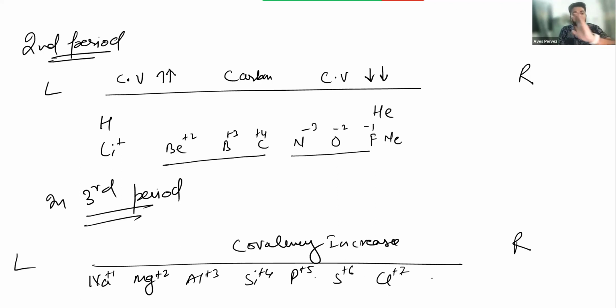As we know, chlorine as Cl minus has -1 valency, but in the excited state it can have a maximum of 7 unpaired electrons, because it has d orbitals. So it can make bonds with 7. Understood? So in the third period the covalency does not first increase and then decrease, as it does in the second period.